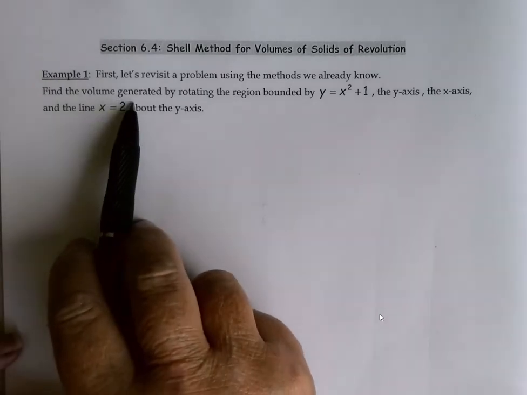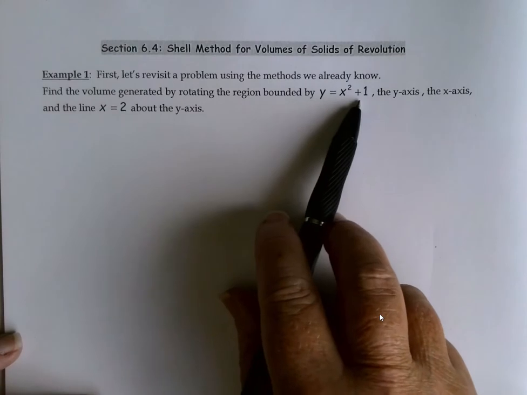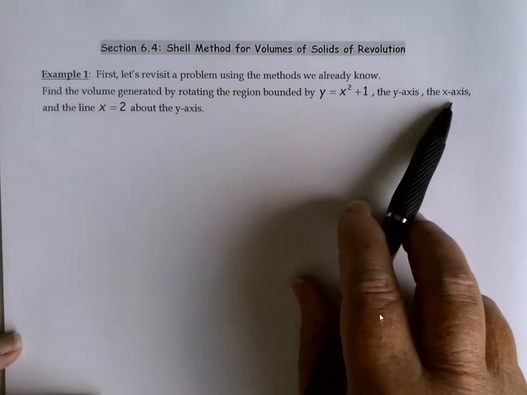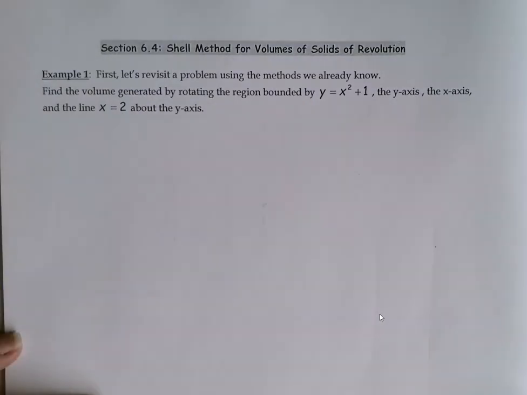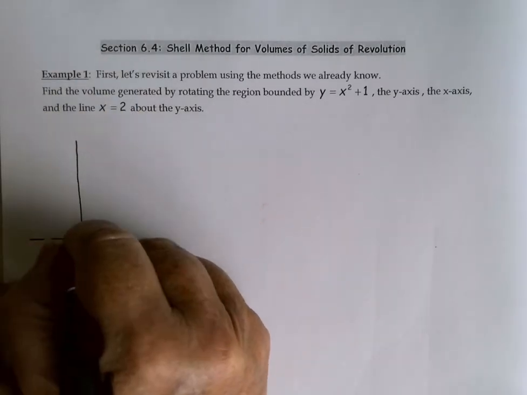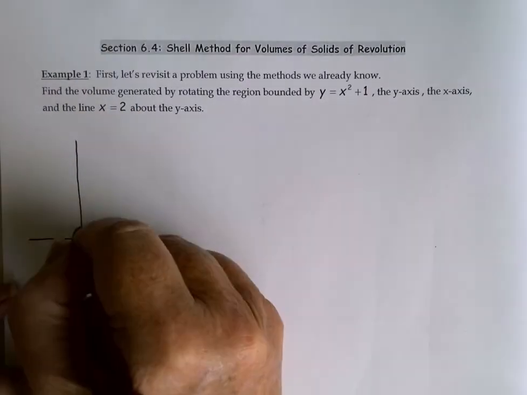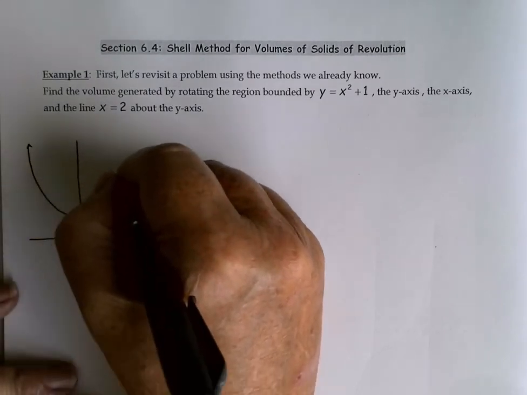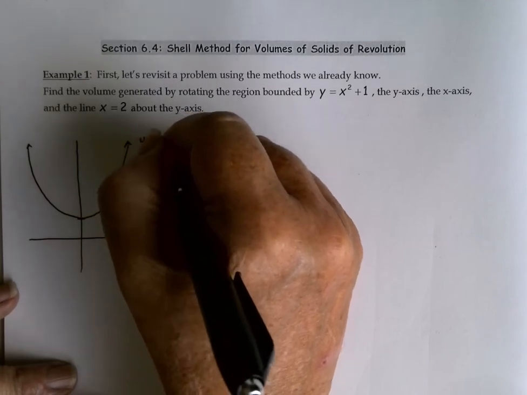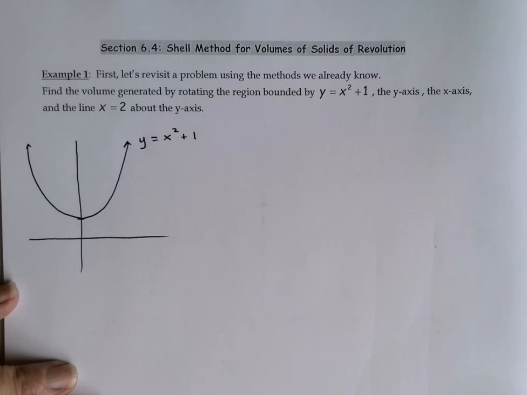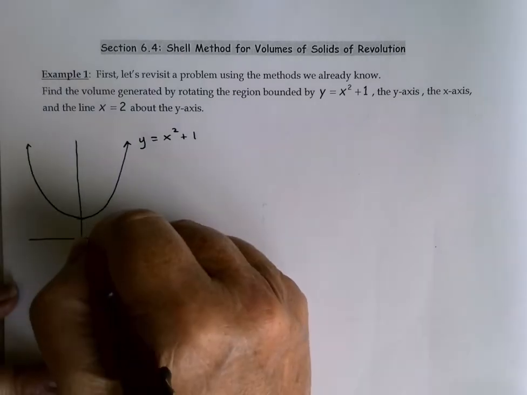The problem I'd like to investigate is to rotate the region bounded by y equals x squared plus 1, the y-axis, the x-axis, and the line x equals 2. And we're going to rotate this around the y-axis. So let's start by making ourselves a quick little sketch here. Y equals x squared plus 1 is just going to be a parabola shifted up 1. X and y axes are boundaries, and then the line x equals 2.